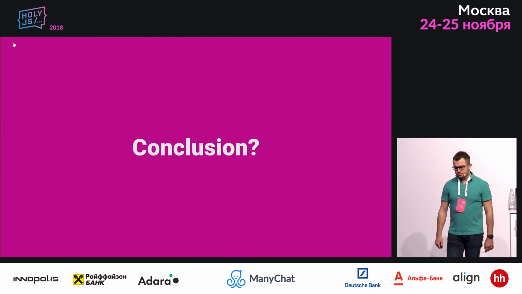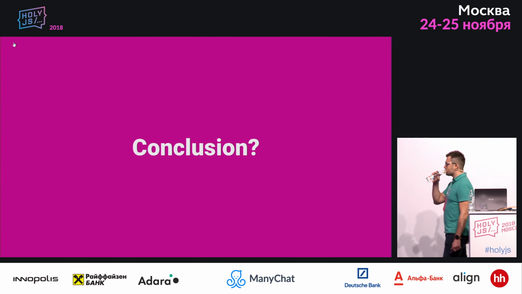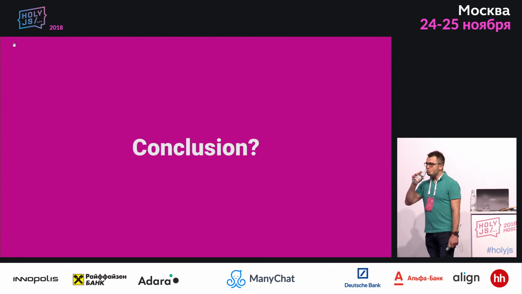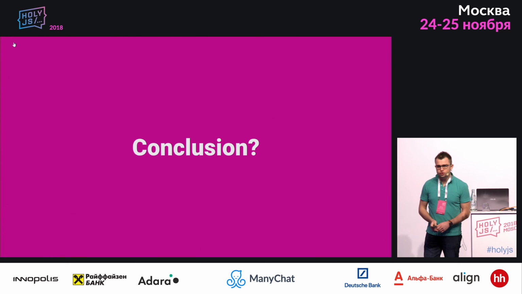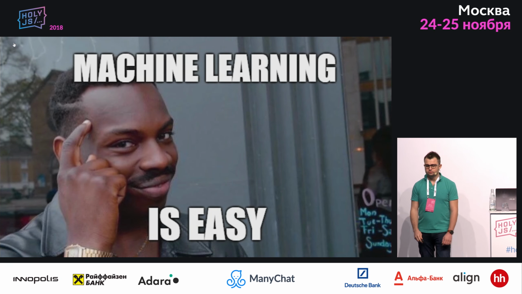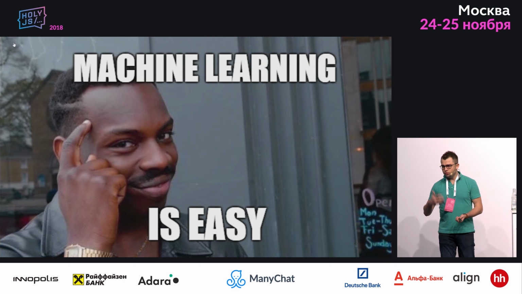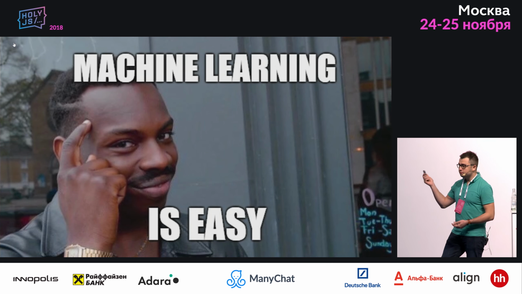We have a couple of minutes for the questions. So what is the conclusion? What conclusion can you take out from this? If you don't know, I will tell you. Machine learning is easy. We have learned the fundamentals, right? We know what problems we can solve. We have built a model. We have understood the most important tasks that we can solve, right?